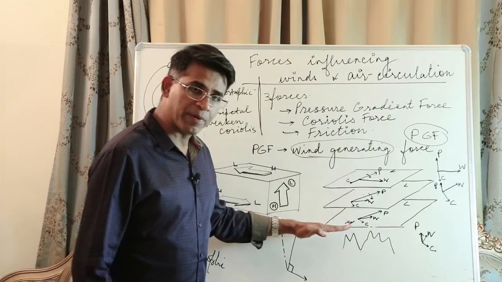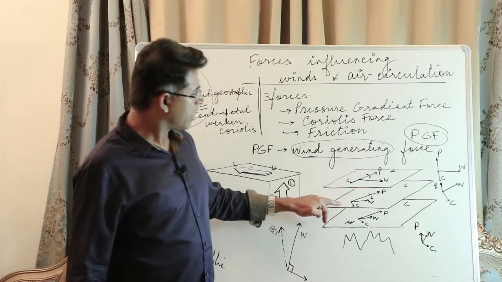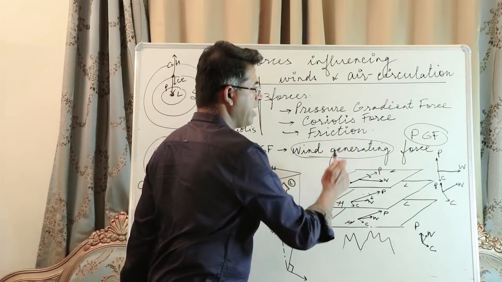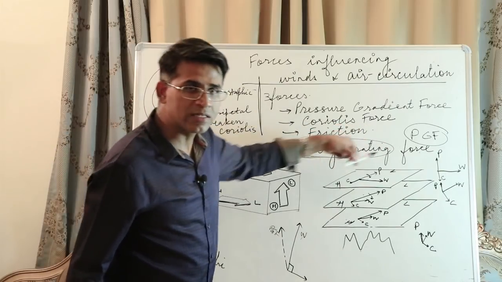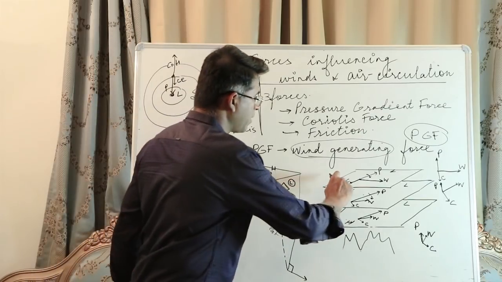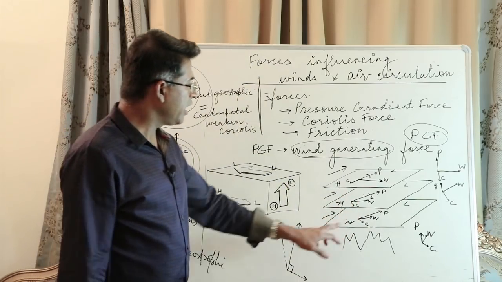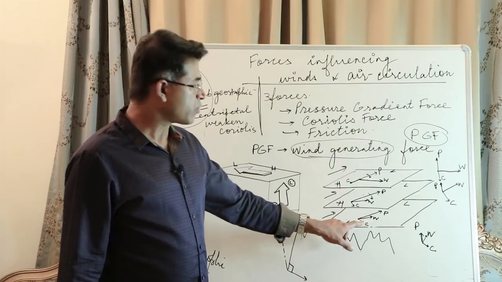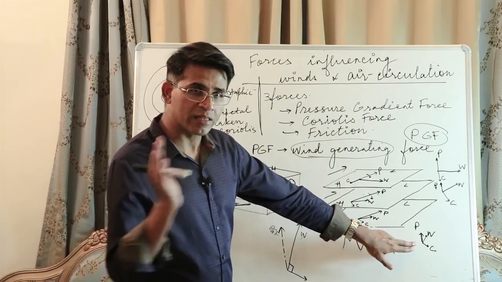In layer one, high pressure is towards me, and the low pressure is inside the board. This also is high and low inside. In all the layers, the pressure gradient is towards the board, and the high pressure is towards me. So the pressure gradient always acts like this. That's how I've shown it. Now what happens is, in the lower layers, because of friction, the wind velocities are less. That's why I've shown a smaller length of the arrow.